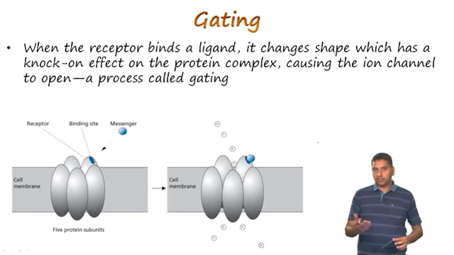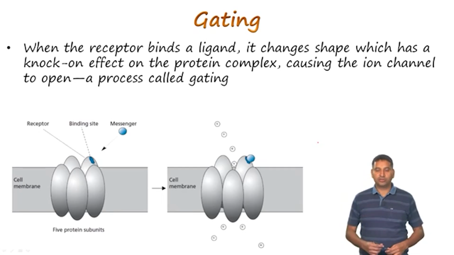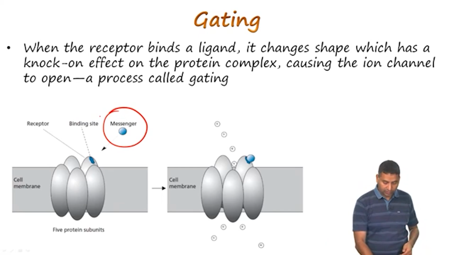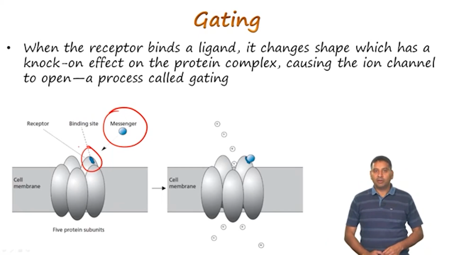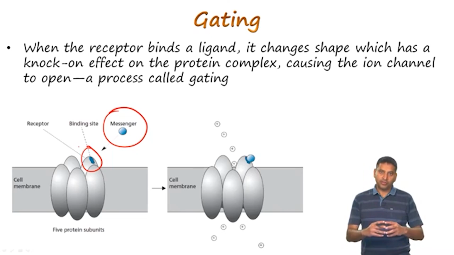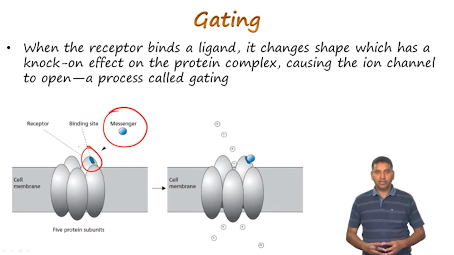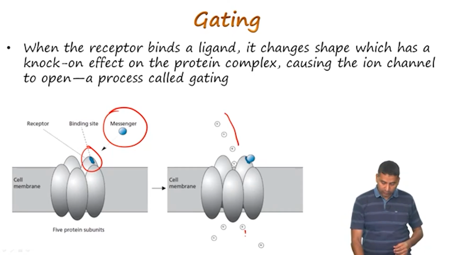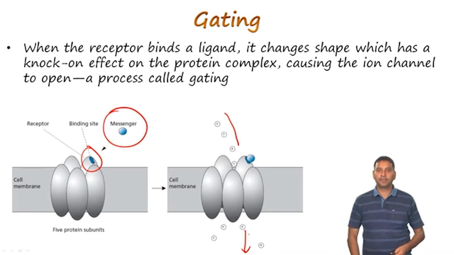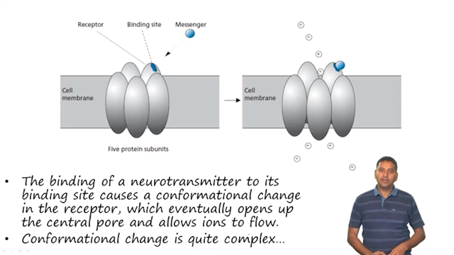Now, let us understand how the gating mechanism works. When the receptor binds the ligand, so over here this is the messenger and this is the receptor binding region, what happens is that there is a conformational change. First there is an induced fit and then there is a conformational change, and this conformational change results in ions flowing into the cell. This process is called gating, and the binding of the neurotransmitter eventually opens up this central pore, allowing the ions to flow.